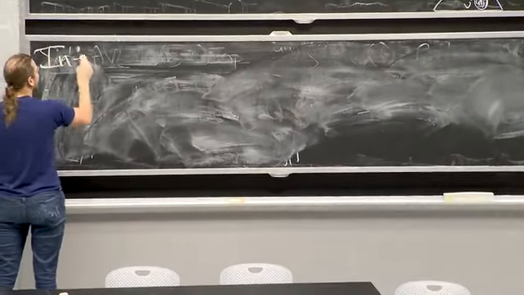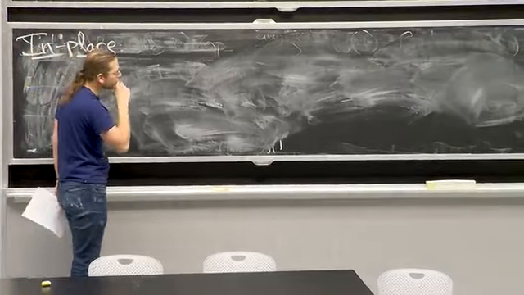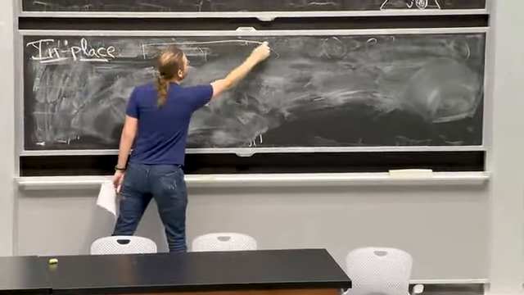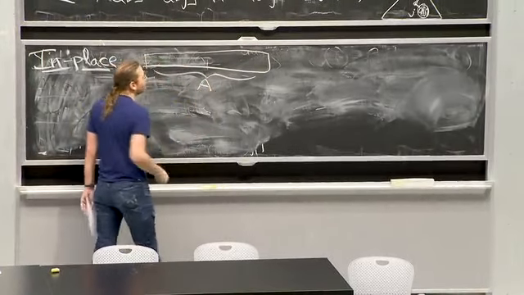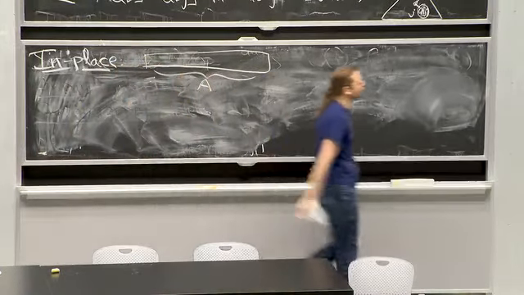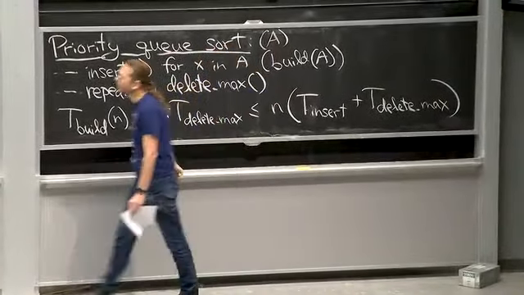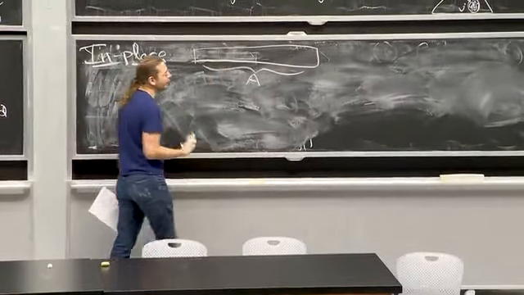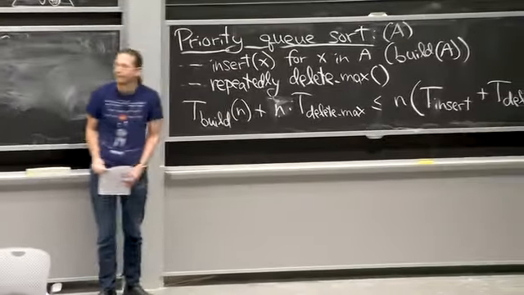So this is in place. So what we're going to do is say, OK, here's my array that I want to sort. That's given to me. That's the input to priority queue sort. And what I'd like is to build a priority queue out of it. Initially, it's empty. And then I want to insert the items one at a time, let's say.